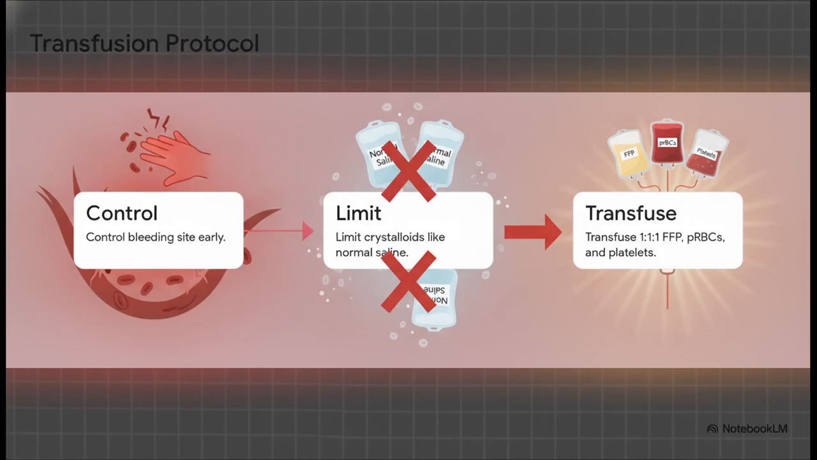Instead, switch to blood products and trigger the massive transfusion protocol. This uses a 1:1:1 ratio of fresh frozen plasma, packed red blood cells, and platelets. It mimics whole blood and minimizes the risk of worsening the bleeding. But you have to be vigilant once that blood is hanging. Watch the clock for transfusion reactions.